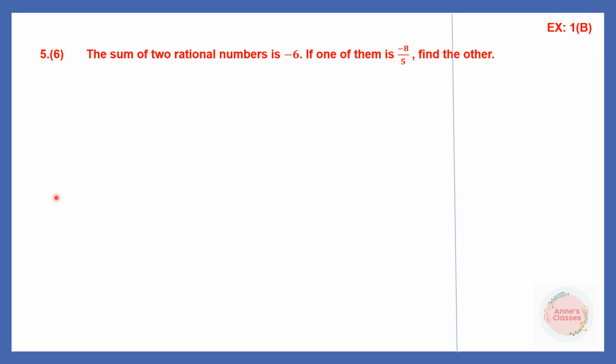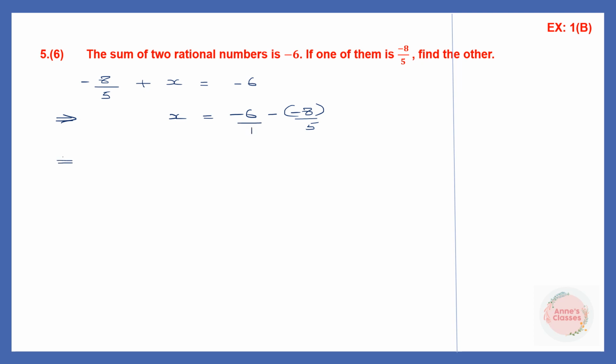Question 5, this is question 6 in the new book. The sum of two rational numbers is given and one number is given. We have to find the other number, just like the other sums. So minus 8 by 5 is one number. To this, when we add x, the new number, our answer will be minus 6. Now let's solve for x. x is equal to minus 6 and transpose the other number. It becomes minus 8 by 5. So this is going to become by 1.